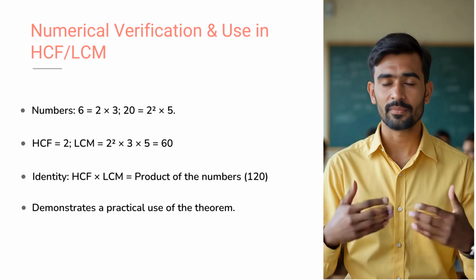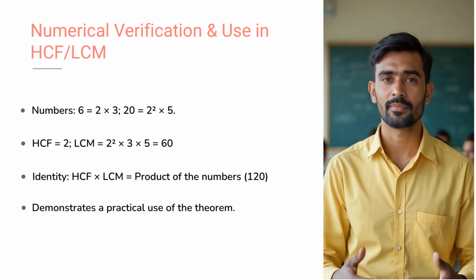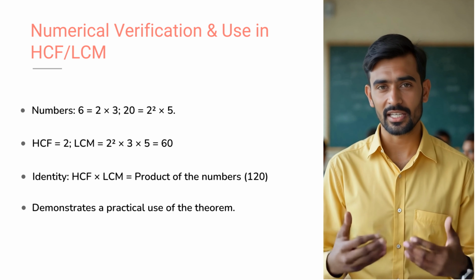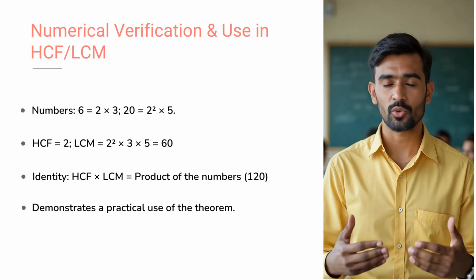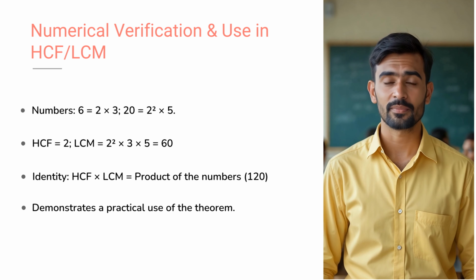And here's a fun check. HCF times LCM gives you 2 times 60 equals 120. And 6 times 20 is also 120. This identity always works, and it's rooted in the power of prime factorization.